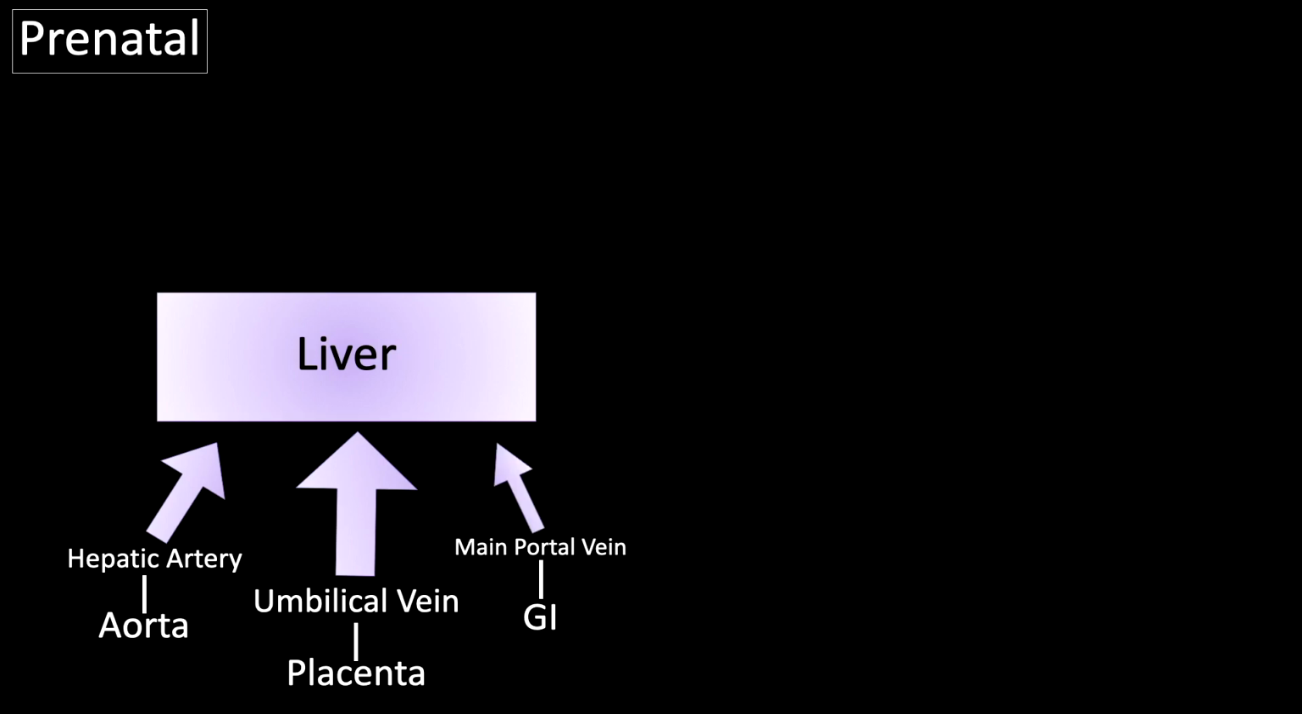And the size of the arrows really determines the amount of blood flow that comes to the liver prenatally. So about 75% of the blood flow to the liver comes from the umbilical vein prenatally. About 25% comes from the hepatic artery, from the aorta. And a very minuscule amount comes from the main portal vein that brings blood from the GI to the liver. And then the drainage of the liver is through the three hepatic veins that drain into the IVC.